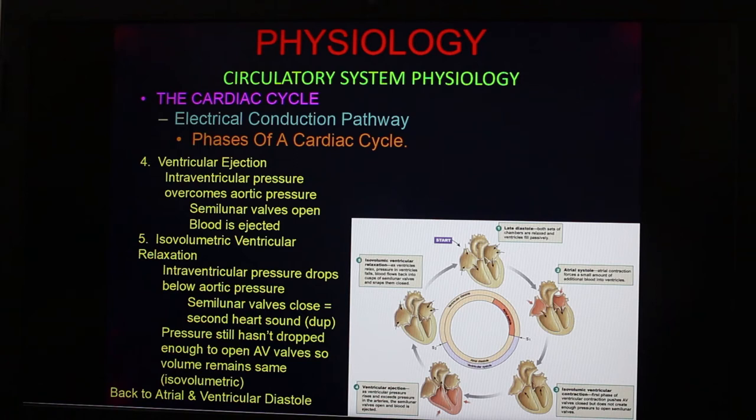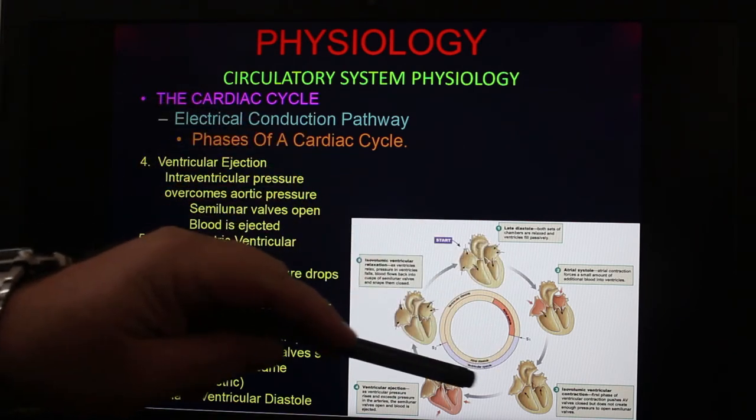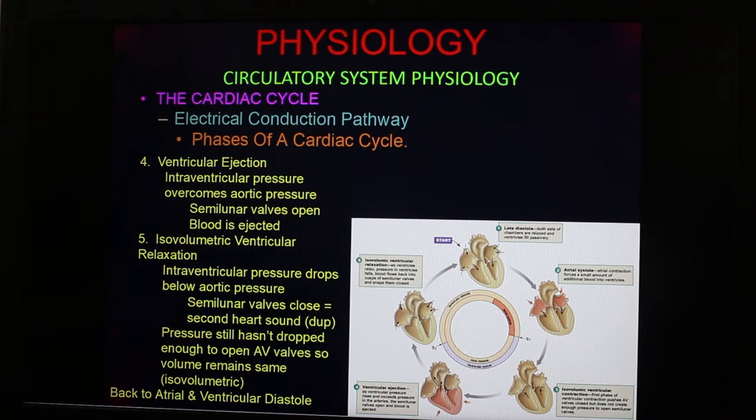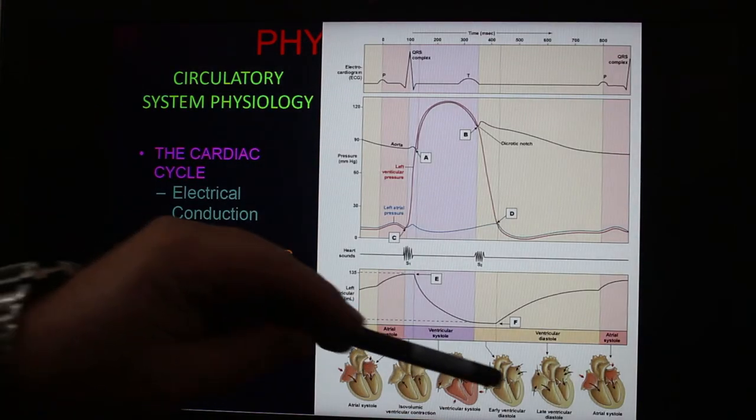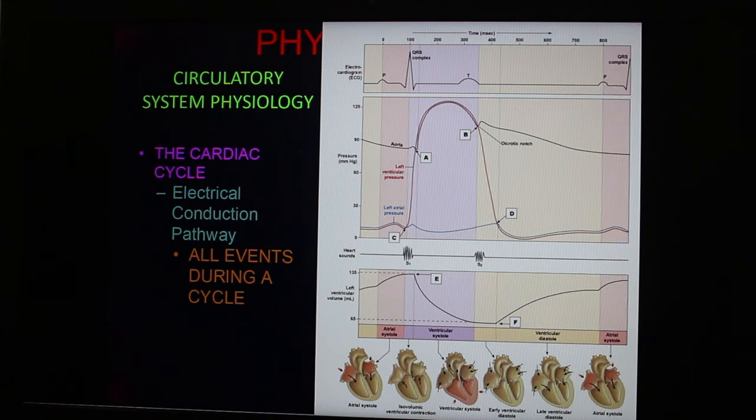So this is the cycle of a heart, which is a systole and diastole, and these are the phases of a cardiac cycle. So these color codings are put here for your better understanding of this configuration and the physiology of the heart. So as the last slide here with the color codings, we have a quick demonstration of all events that happen during a cardiac cycle.